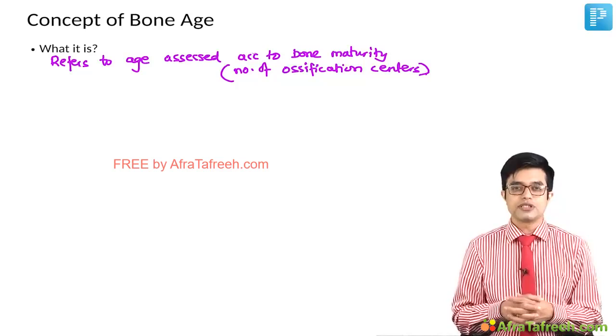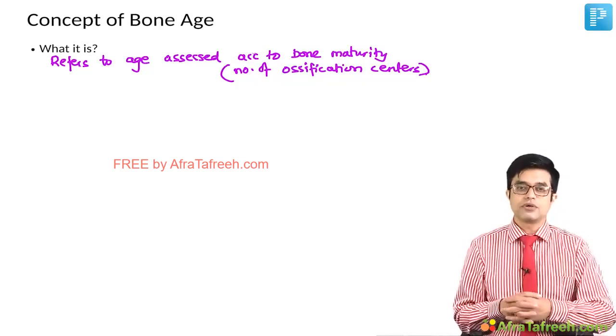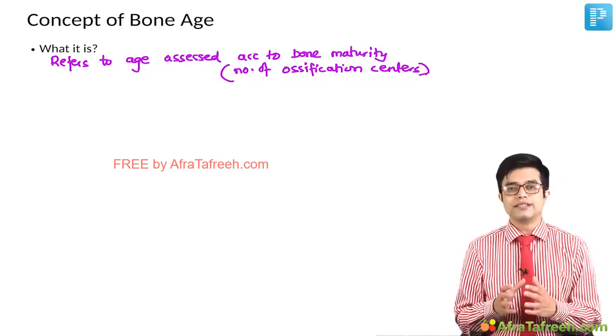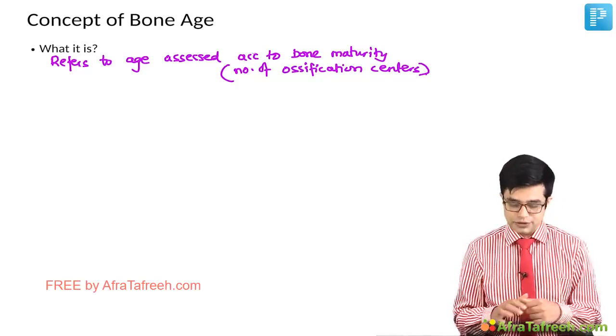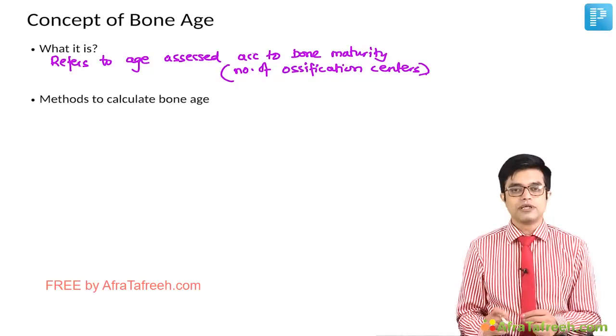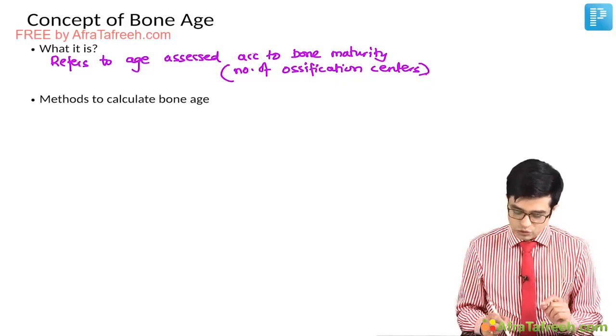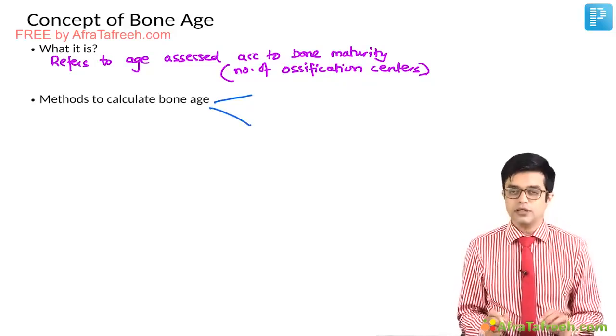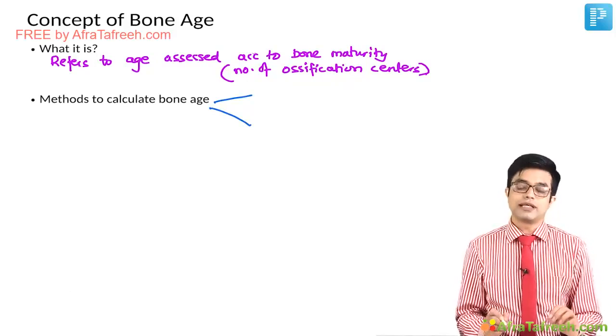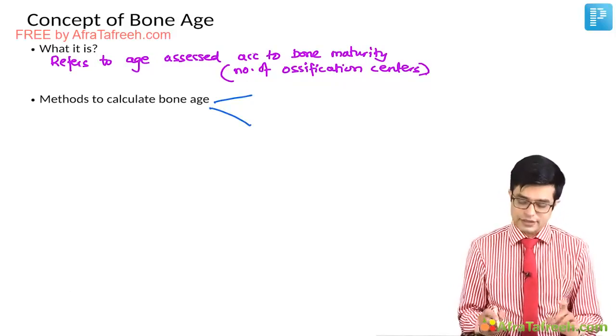But in a child with short stature, it is often found that chronological age is more and bone age is less, with some notable exceptions. So what are the methods to calculate bone age? We perform an X-ray of the bone and then use two types of methods which are available. The names of the methods are important. They can be asked in super specialty entrance exams.